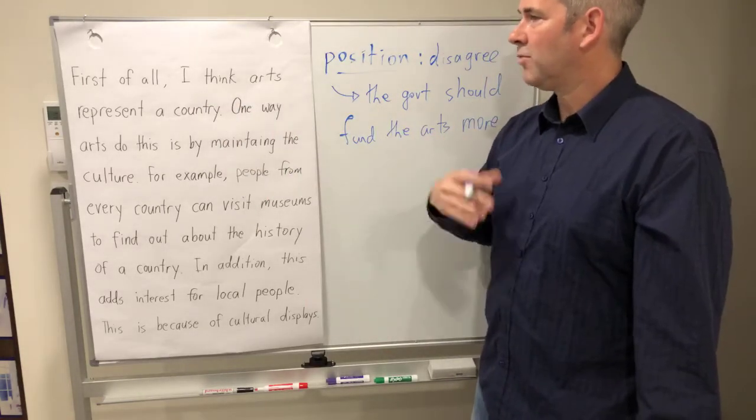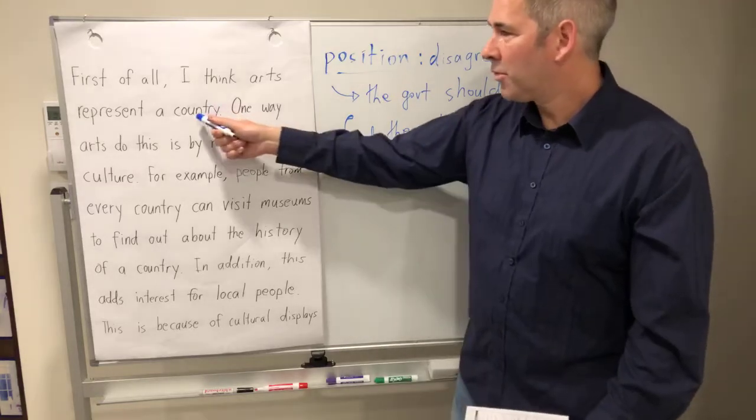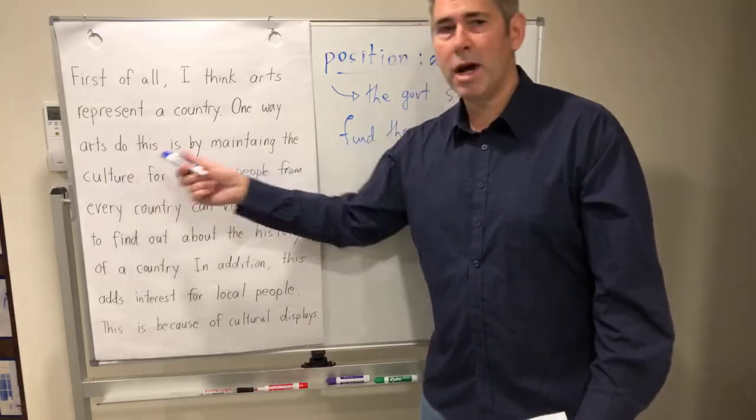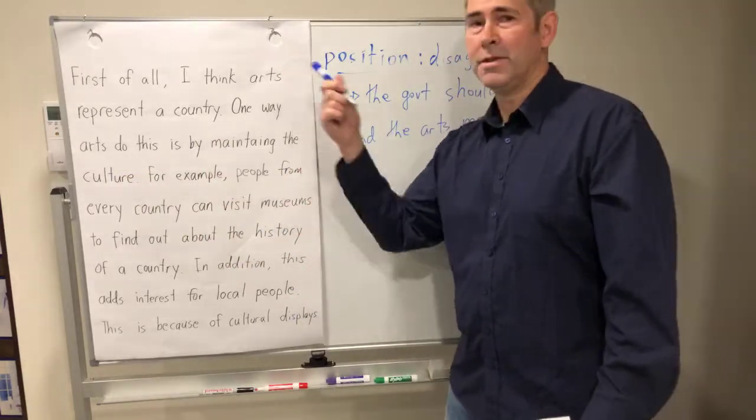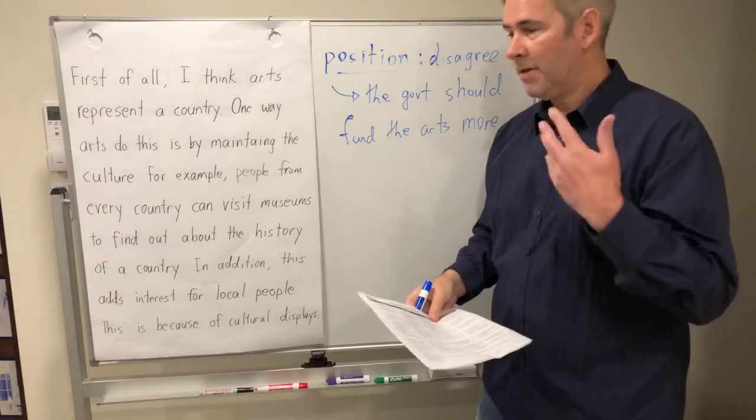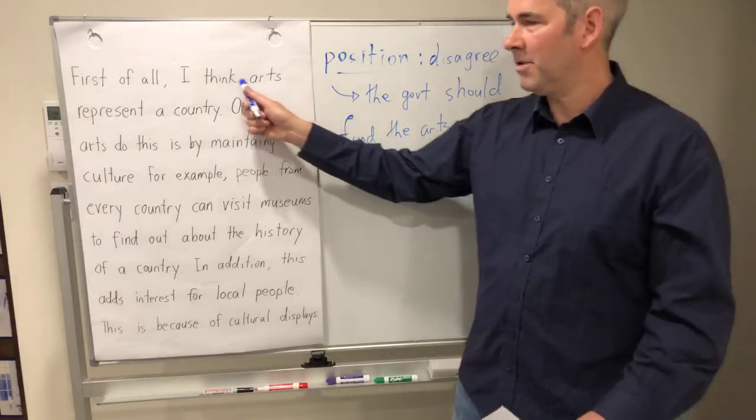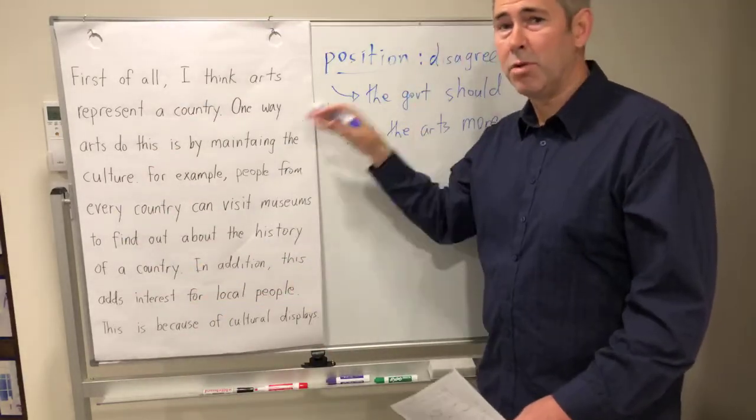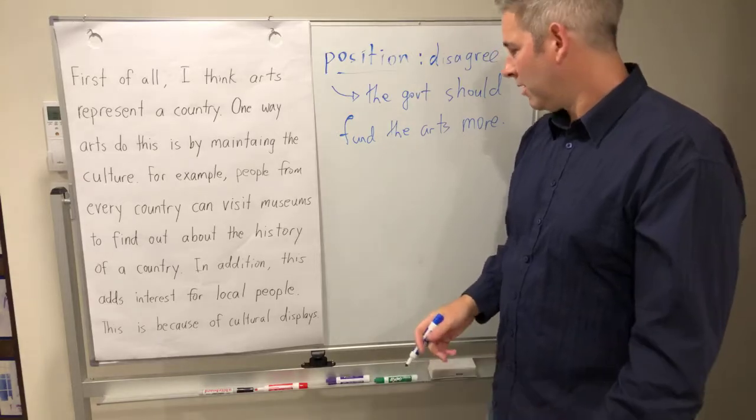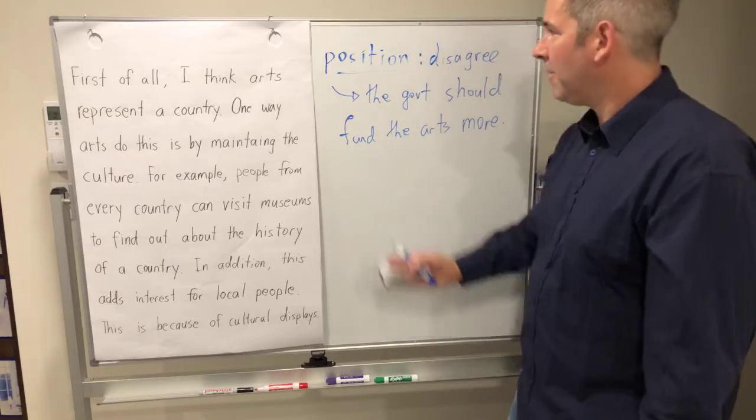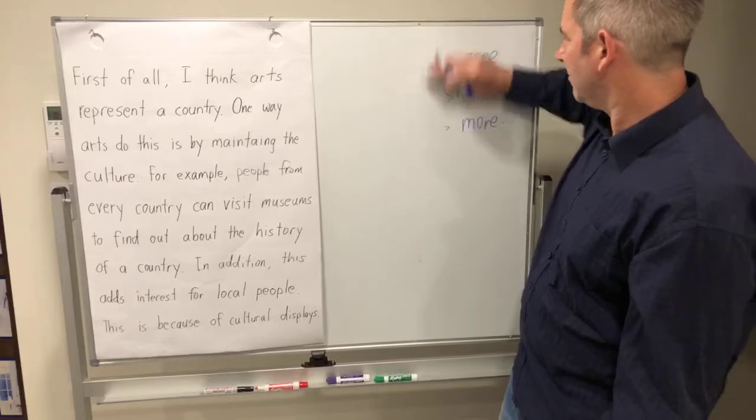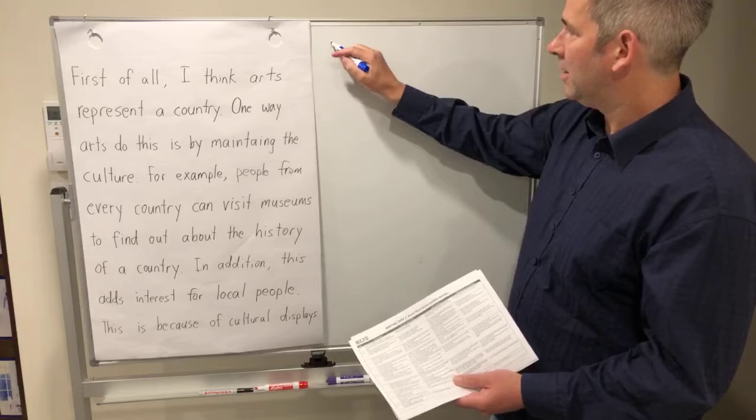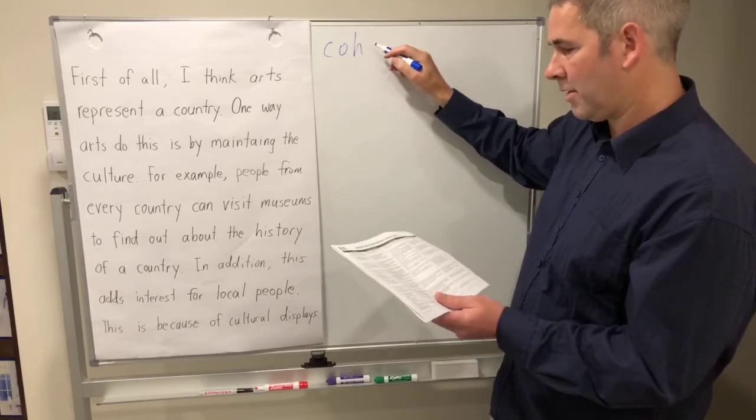First of all, I think arts represent a country. What I would probably like to see to make this topic sentence a little stronger is a mention about culture and history in the topic sentence. So that way you're just kind of embracing or encompassing the other supporting ideas which are in this paragraph. Some other things which pop out to me here. And this is the second column in the band descriptors. It's coherence and cohesion.